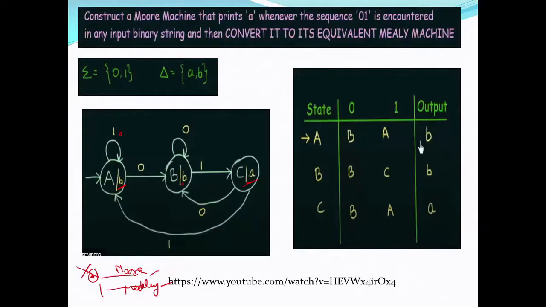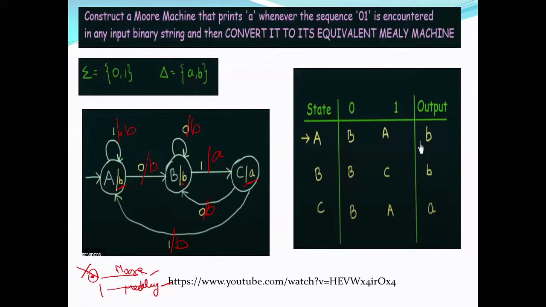So this transition is coming into C, so I'm going for A. This transition is coming into B, so I'm going for B. This is coming into B, so I'm going for this, and it should produce B. Similarly, it is coming into A and A is producing B, so it should be B. And similarly for this, it should be B. And for this, because you are coming into B and B produces B, your Mealy machine should produce B.